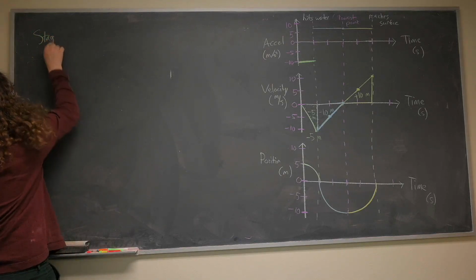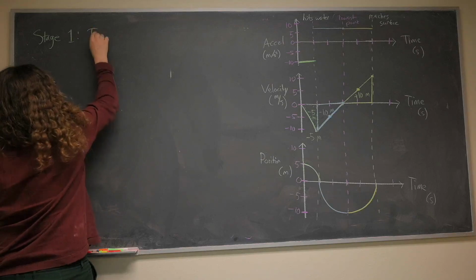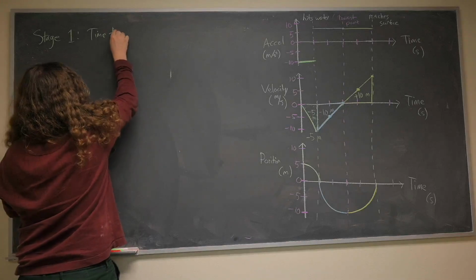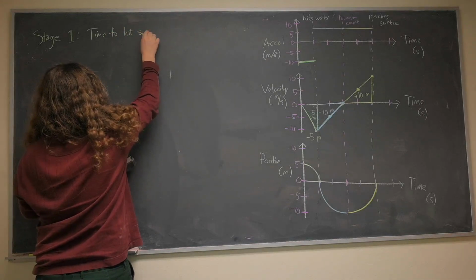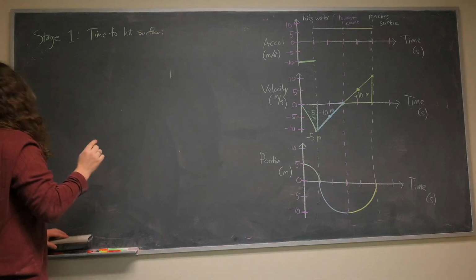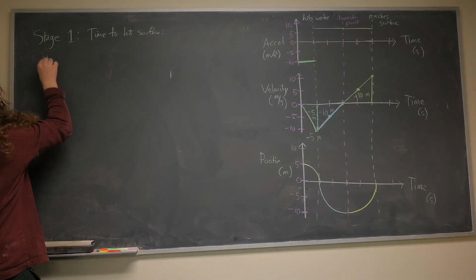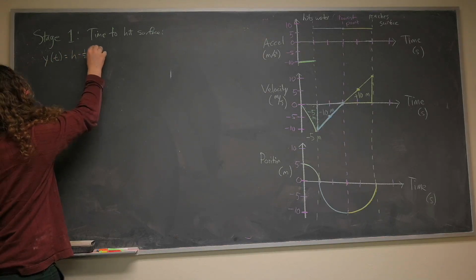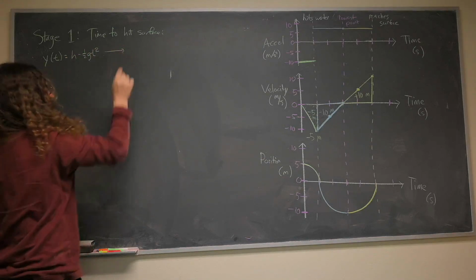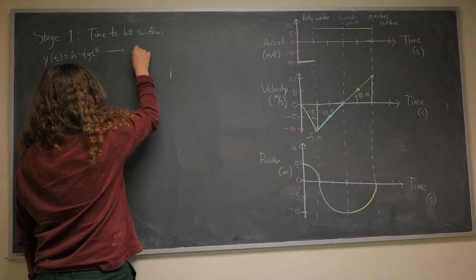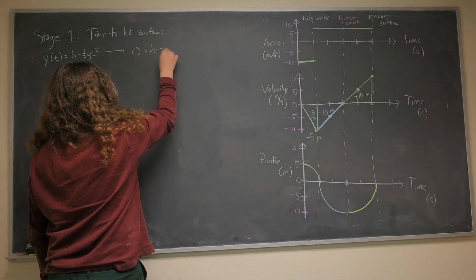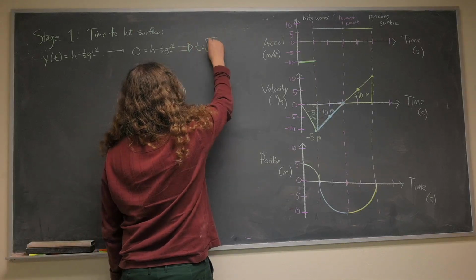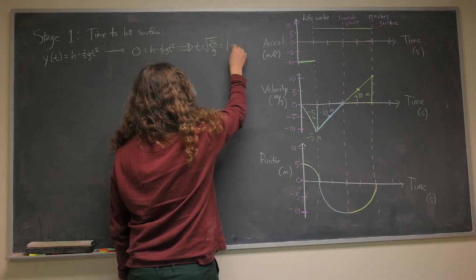Yes, we're good. Stage 1, time to hit surface. I already did this one, I'm just recopying it. So, y of t is h minus 1/2 g t squared. So we set this to 0 to find when it hits the surface. 0 equals h minus 1/2 g t squared. We saw earlier that t is square root of 2h over g, which is 1 second.